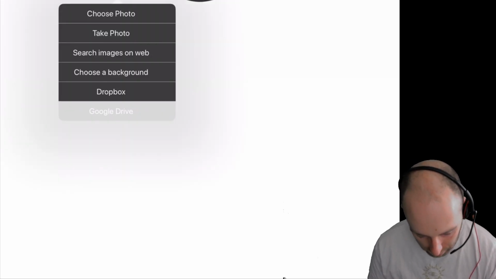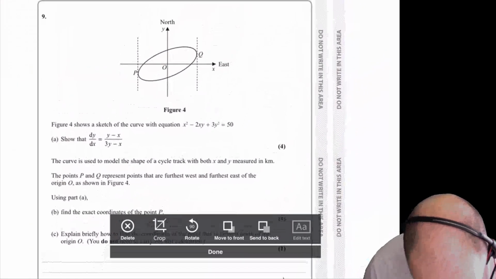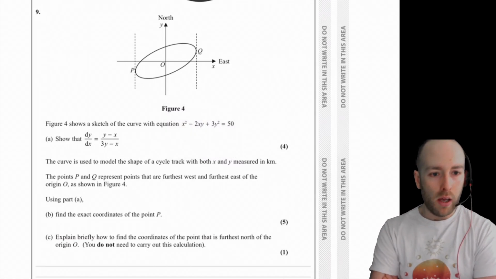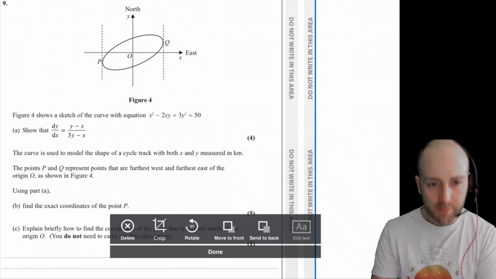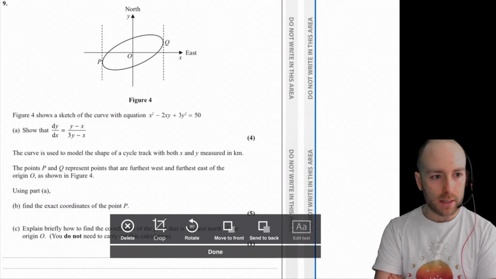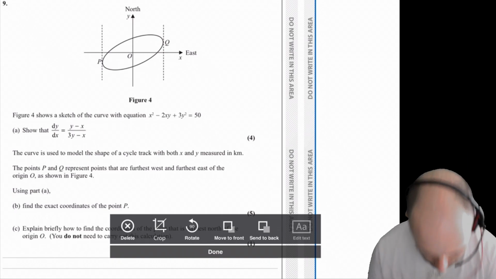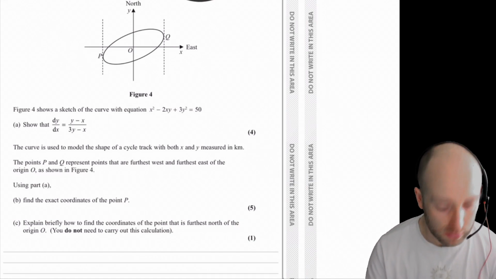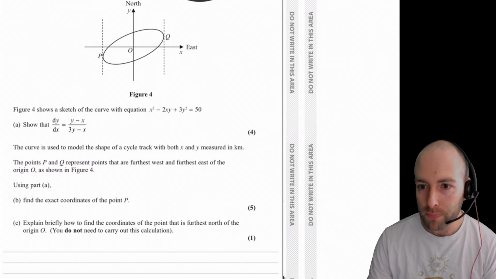All right, so this is all to do with asymptotes, gradients, and some calculus. Give it a go. How many marks is this one? 10 marks for this, so 10 minutes. All right, give it a go.